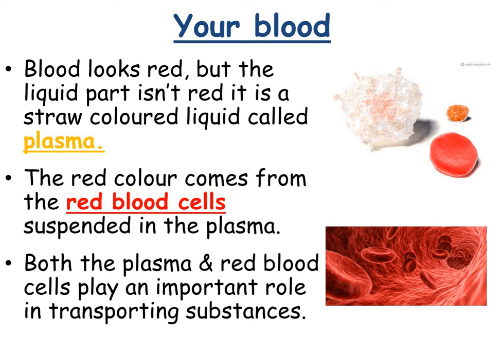So the blood looks red, but the liquid part isn't actually red. It's actually a straw-coloured liquid called plasma. The red colour comes from the red blood cells which are suspended in the plasma. So both the plasma and the red blood cells play an important role in transporting substances around the body.